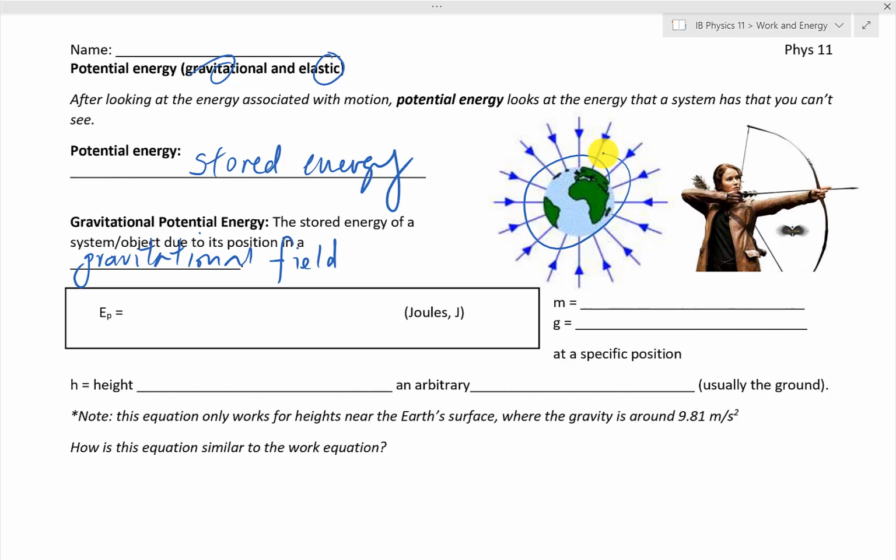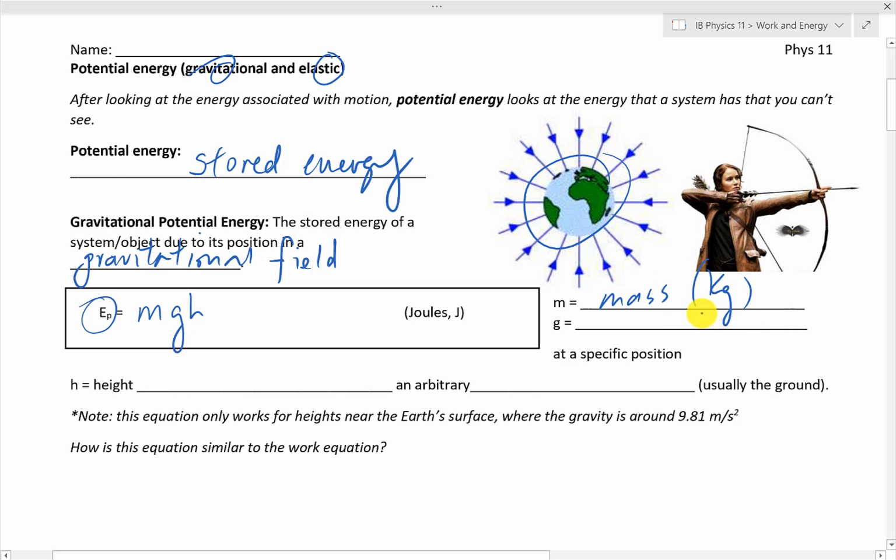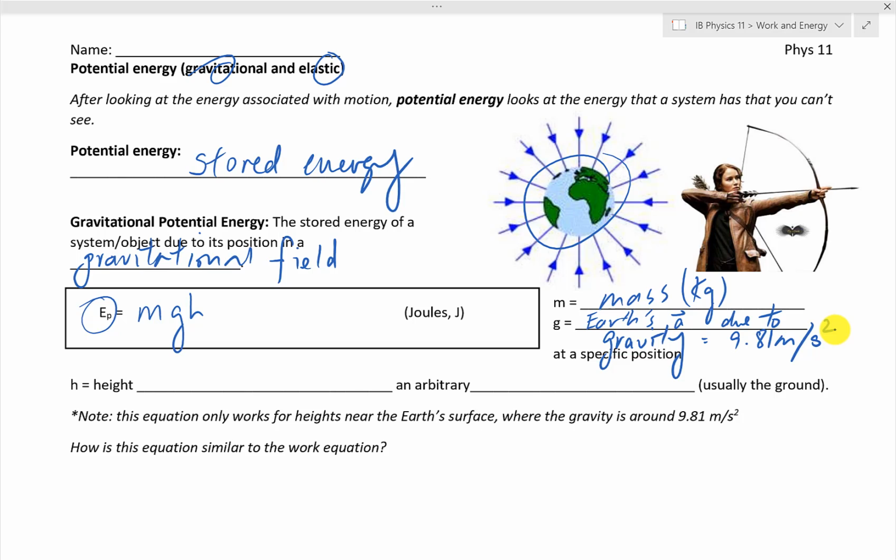So what is the equation for that? Gravitational potential energy, EP, equals mgh, where m is the mass in kilograms, g is the Earth's gravity, or acceleration due to gravity, which is just 9.81 meters per second squared. It's unlikely we'll be dealing with other cases on other planets.